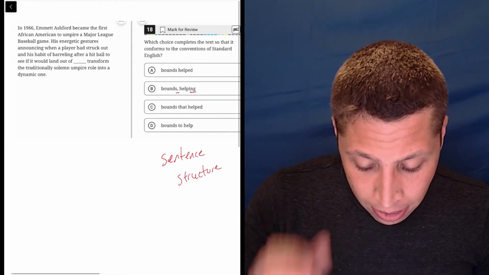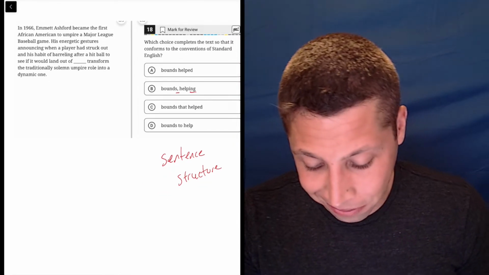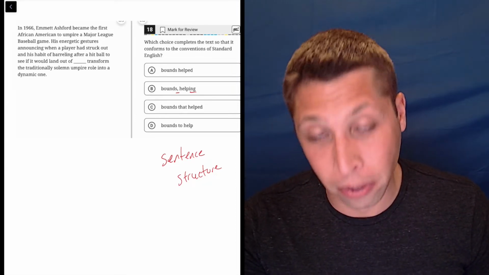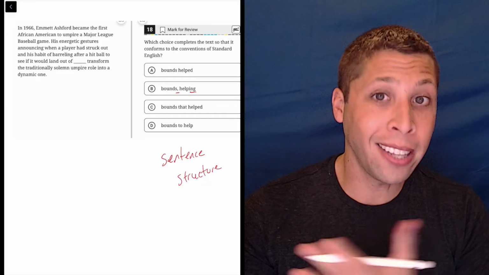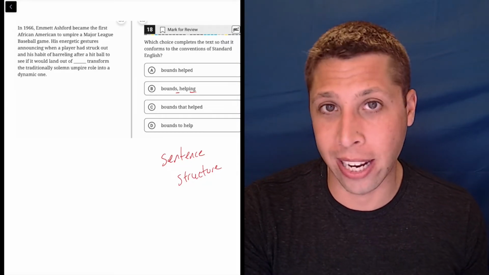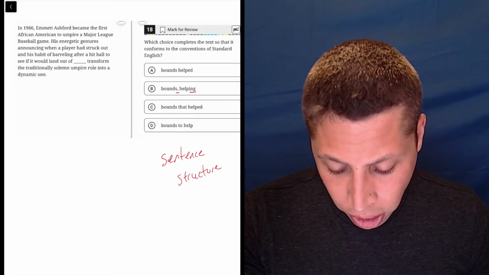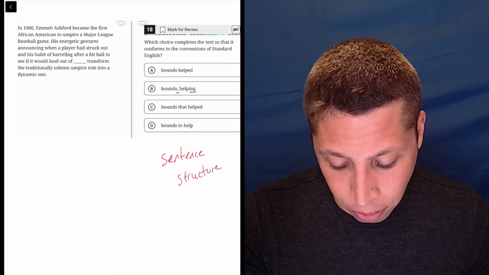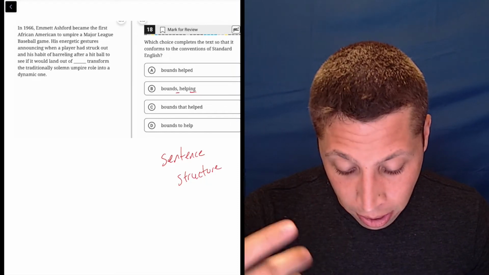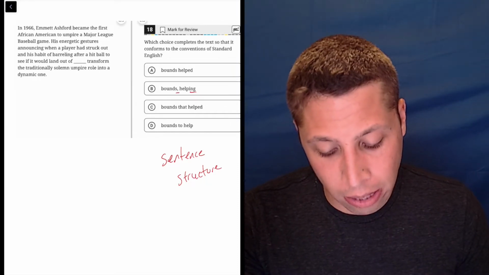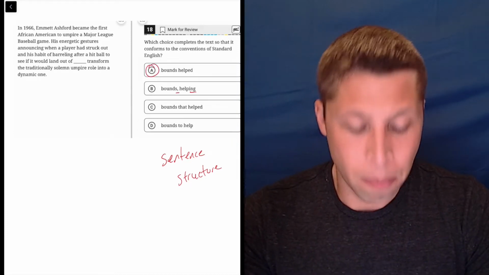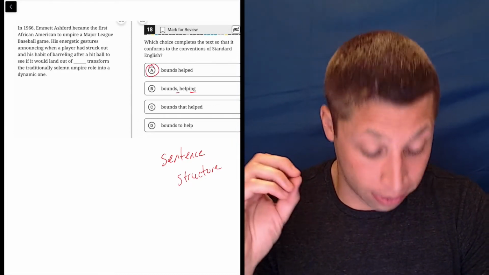The beginning is not important. In 1966, Emmett Ashford became the first African American to umpire a Major League Baseball game. Well, the period ends that sentence, so I don't really need it grammatically to figure out what's going on in the next sentence. His energetic gestures announcing when a player had struck out and his habit of barreling after a hit ball to see if it would land out of bounds helped transform the traditionally solemn umpire role into a dynamic one. We need "helped" because we don't have a verb until we get to that.